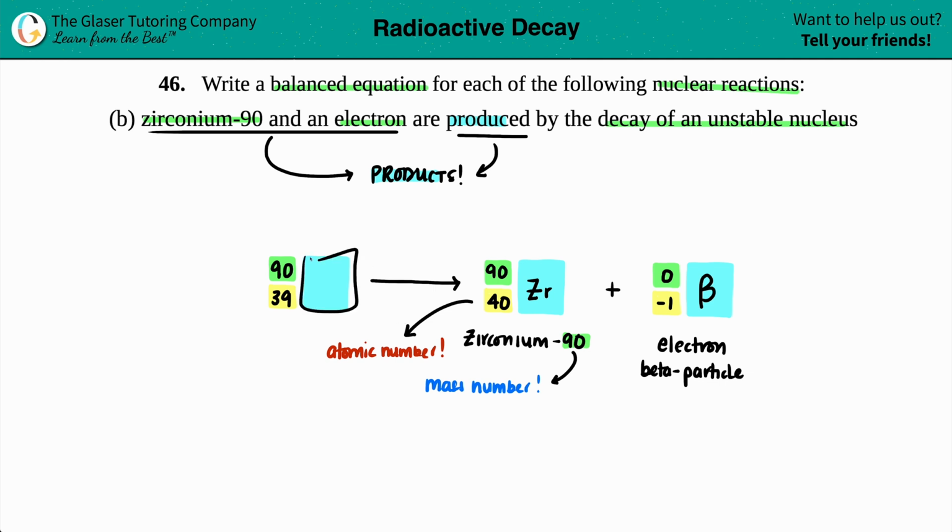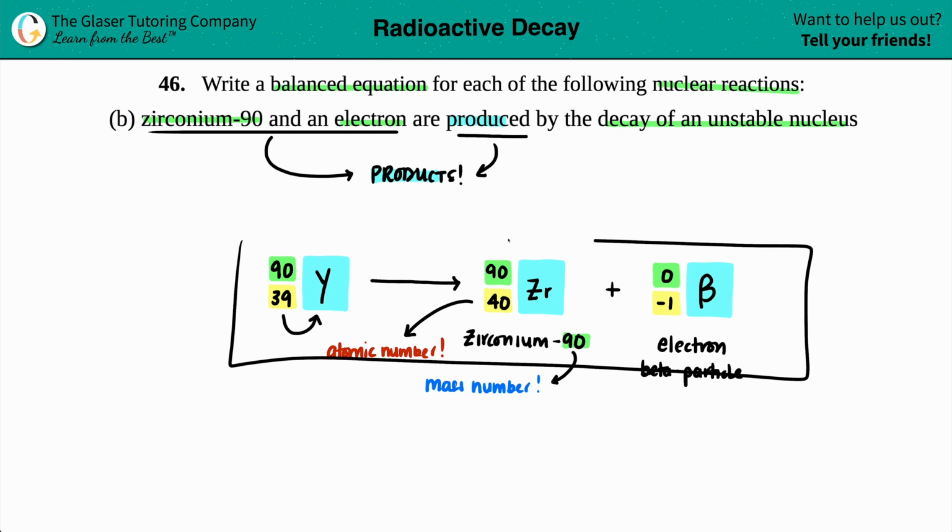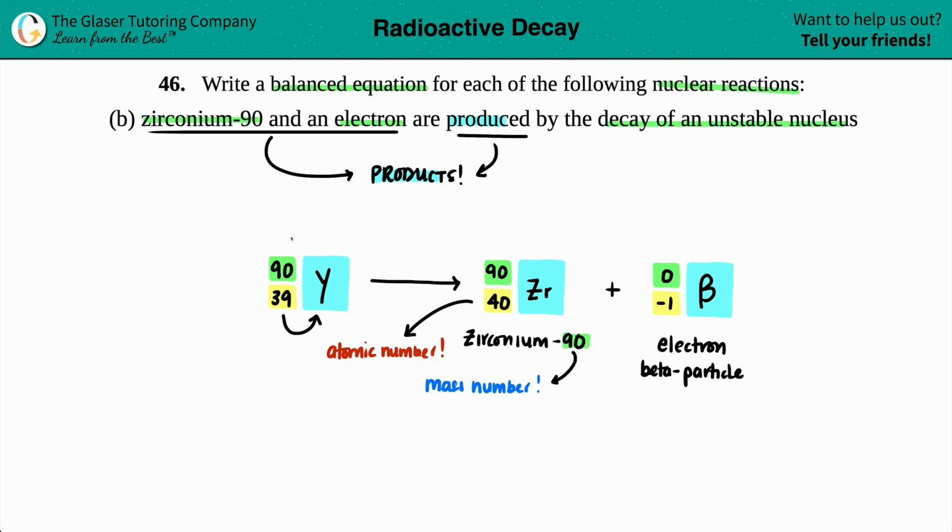And now the question is, who is this unstable nucleus? Well, remember, the atomic number never changes for an atom. So always use your atomic number to find out who this is. I'm going to go on the periodic table and see who is lucky number 39. It's one element over to the left of zirconium, which is yttrium. So this is just capital Y. And this now is our balanced equation.